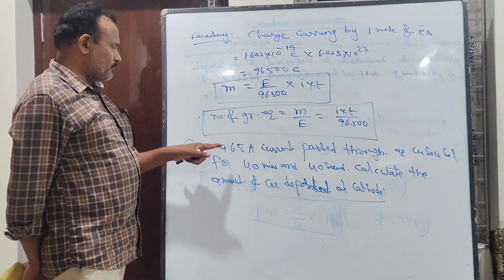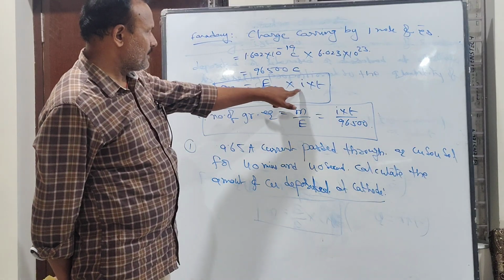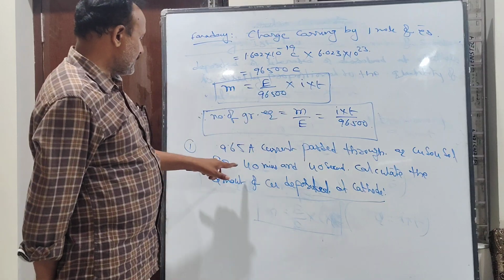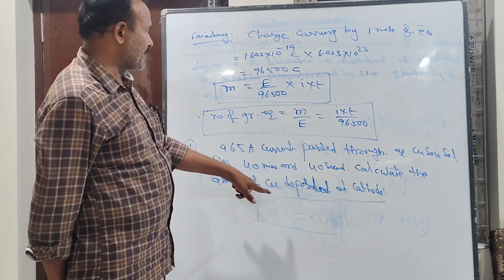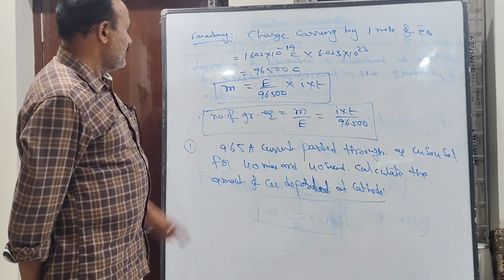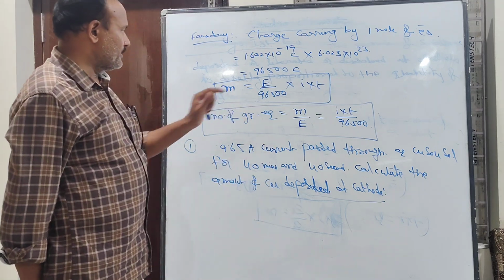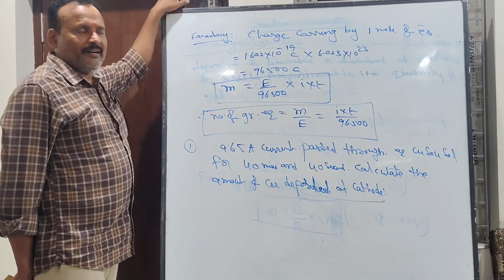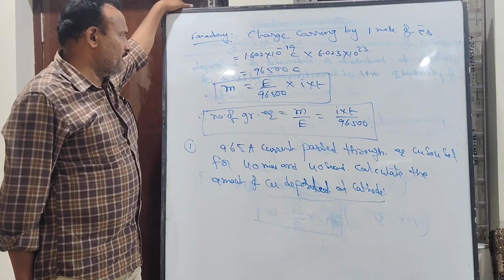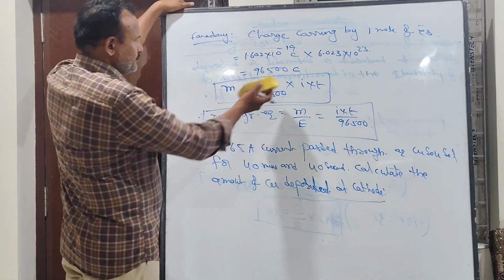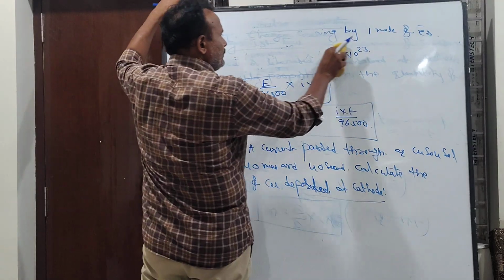So look at now. What are the given values? 9.65 amperes means current is given. Again time, 40 minutes and 40 seconds, you have to convert into total seconds only. Time also is given, right? Now E, we know that E is the equivalent mass of copper. The atomic mass of copper is 63.6 by 2 because copper is bivalent. So it becomes 31.6, right? So directly you can substitute values in this formula.